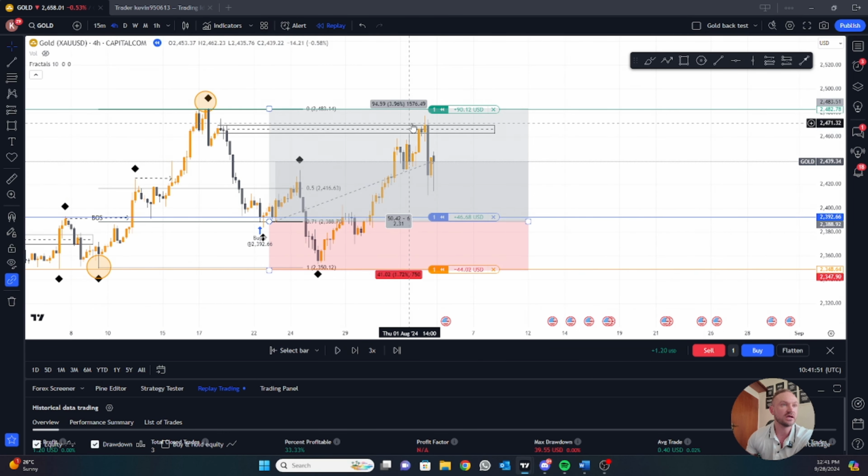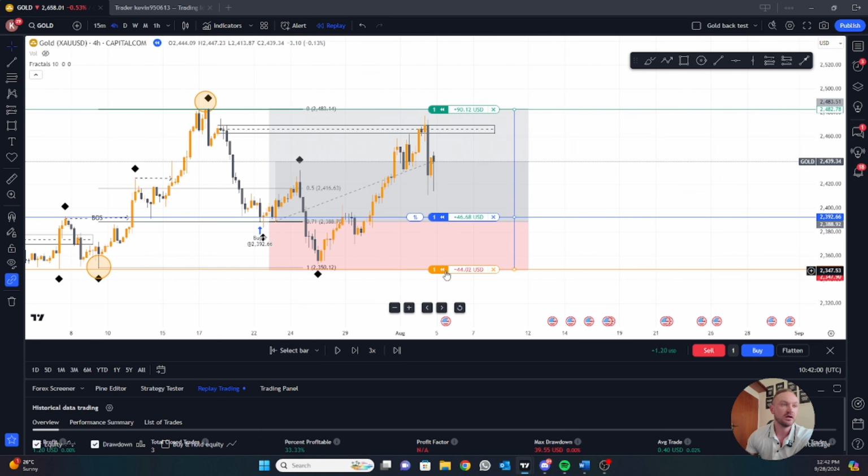And there we have it. So we did get a lot of resistance there. So I would have closed the trade here in real life, but for the example of this backtest, I'm just going to move my stop loss to break even and then let it play out.